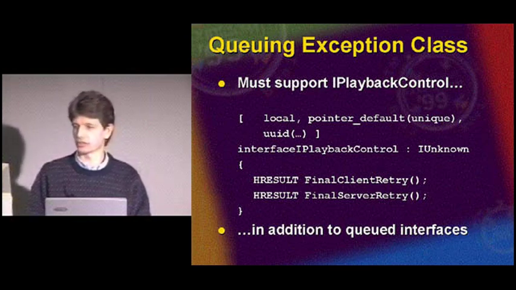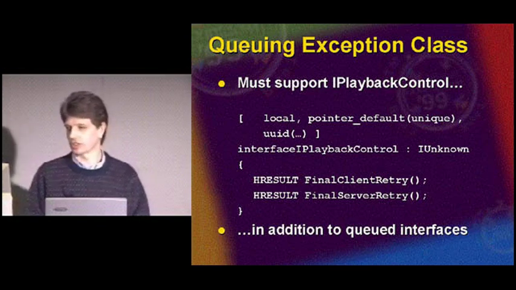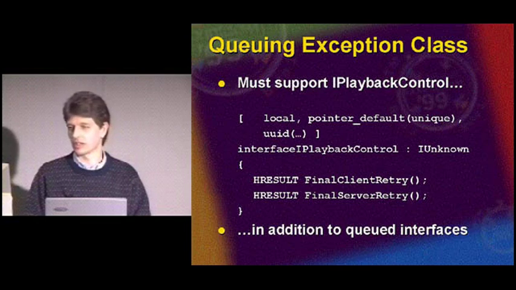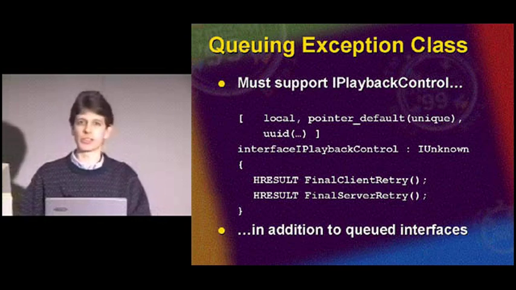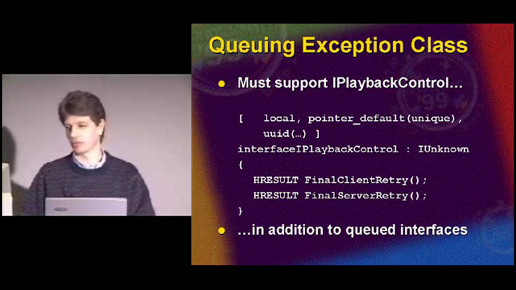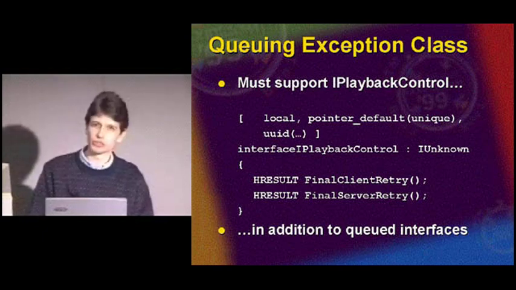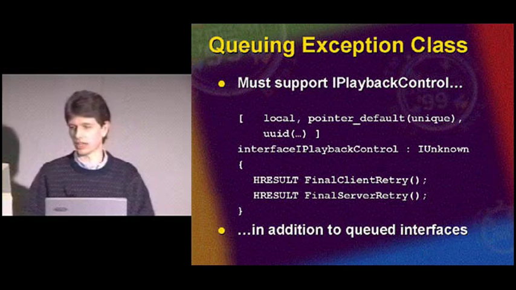And that has a couple of methods. It has a final client retry method and a final server retry method. When messages are moved to the dead queue, so they've been retried as many times as they can be, and we've decided to give up on that message, then the final client retry will be called on the client end, or the final server retry method will be called on the server end, depending on where the retries occur.